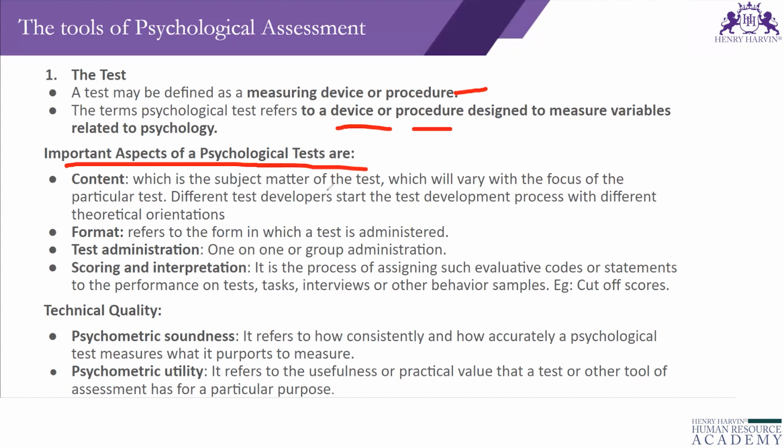Which is the subject matter of the test, which will vary with the focus of the particular test, right? So the intelligence test, the IQ test, will be different, and the purpose will be different. The content will be different, right? The personality test will have different content. Correct. And based on that, the aptitude test will have different content. Fine. So different test developers start the test development process with different theoretical orientations.